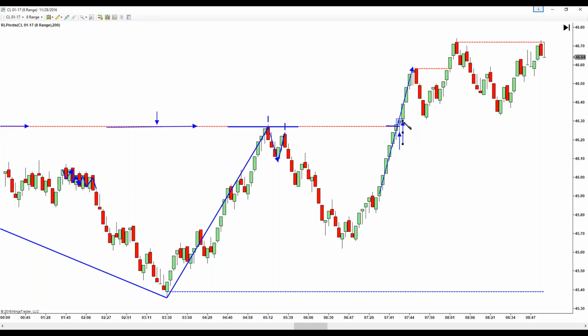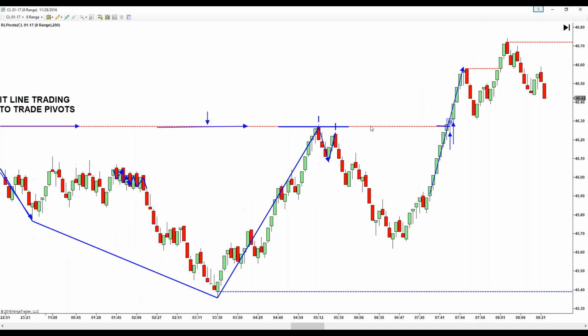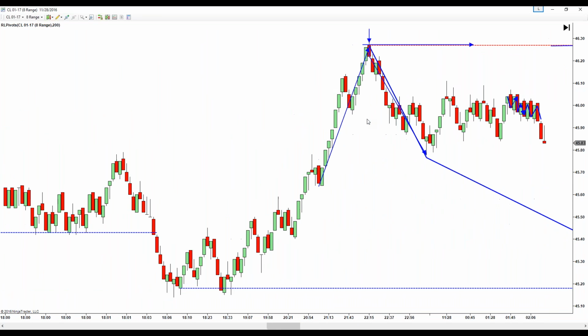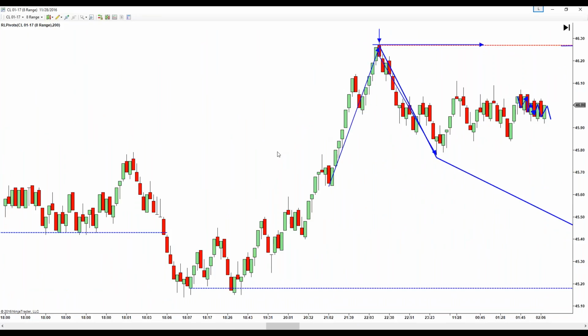Now, our pivots adhere strictly to candlestick theology, so to speak. This is the way the Japanese intended pivots to work. And they become a very relevant part of trading if they are utilized appropriately.